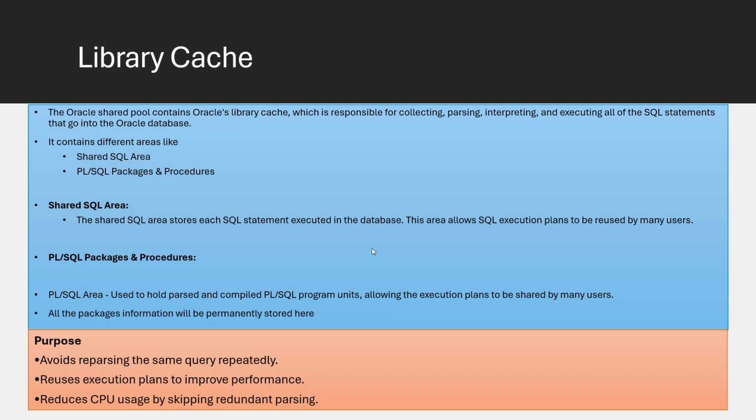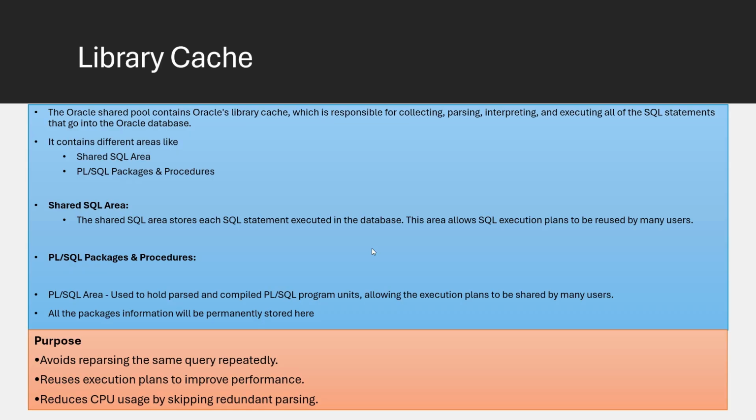So what is the shared SQL area? It stores each SQL statement that is executed in the database. There is a place in the shared pool, the shared SQL area, where all your SQL text will be stored. This area allows the SQL execution plan to be reused by many users. Once the SQL text is stored here, whenever a user executes the same query again, the execution plan will be taken from the shared SQL area only.